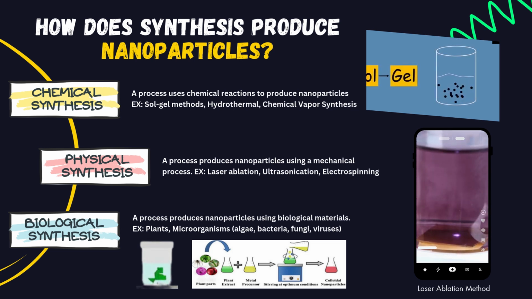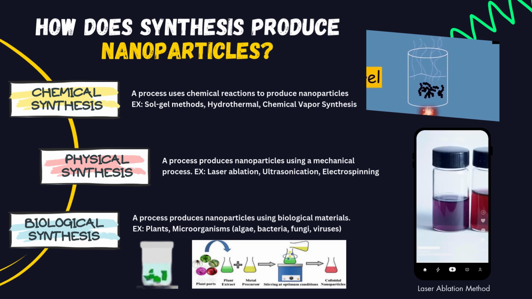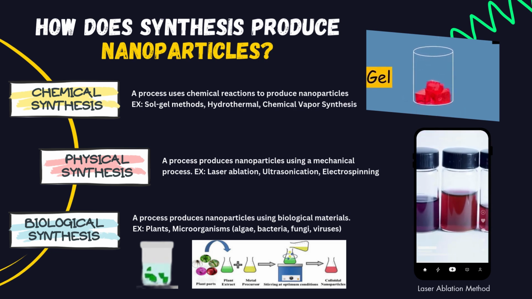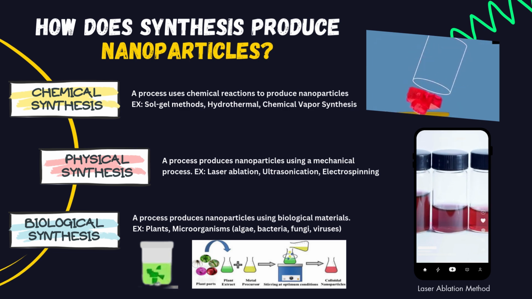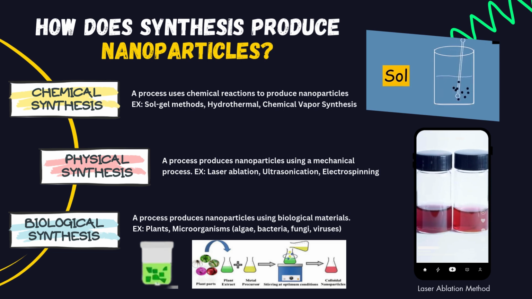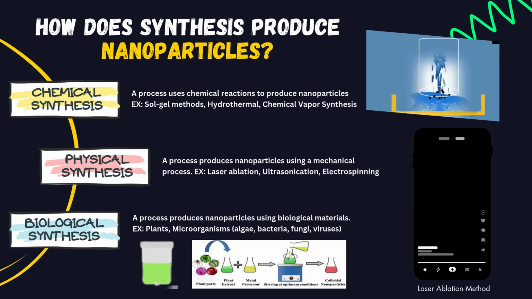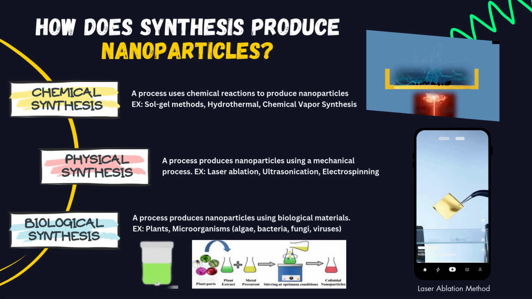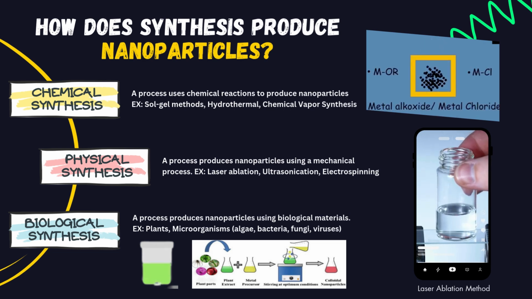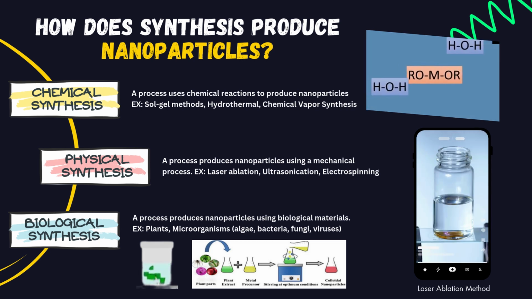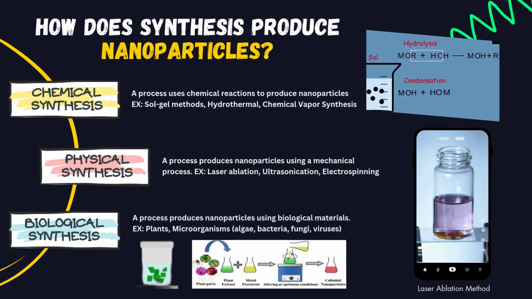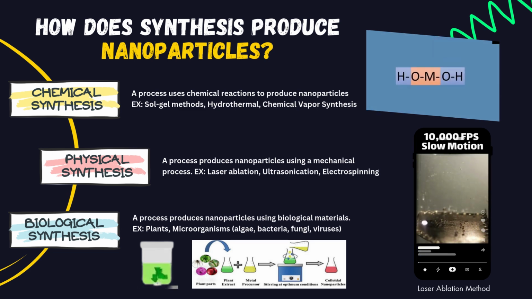How does it operate? First, the high-power laser beam will focus on the target material, which is a solid material such as metal or ceramics, and we place it in a liquid medium. Next, the laser will hit the target surface, causing it to vaporize or eject the material into the surrounding medium. The ejected material will cool and condense into nanoparticles within the liquid. And the last step, we separate and purify the nanoparticles from the liquid for further use.